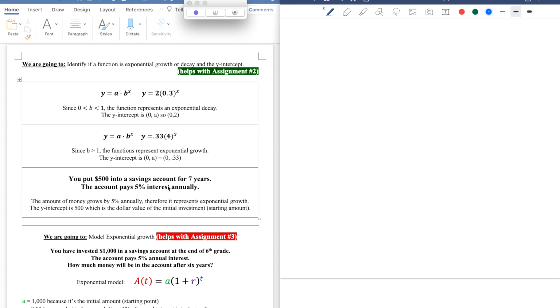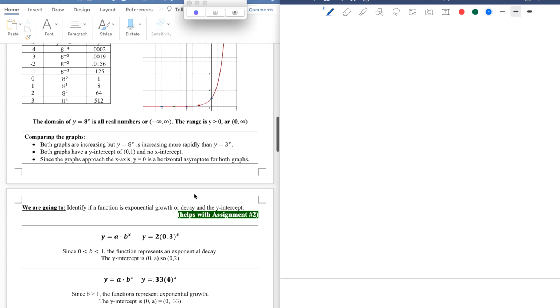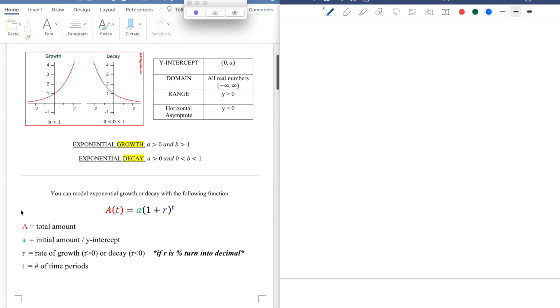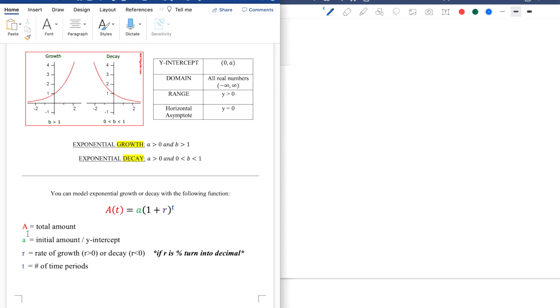When you have a word problem, this is where I want you to refer back to this section that we skipped in the beginning. For this model, I color-coded everything so it's easier to understand. The capital A represents a total amount. So this is what you're going to get after you calculate everything else. The little lowercase a, colored green, is going to represent the initial amount in the word problem, the starting point, but that's also going to represent the y-intercept. So if it ever asks you for the y-intercept, that's going to be the little lowercase a.